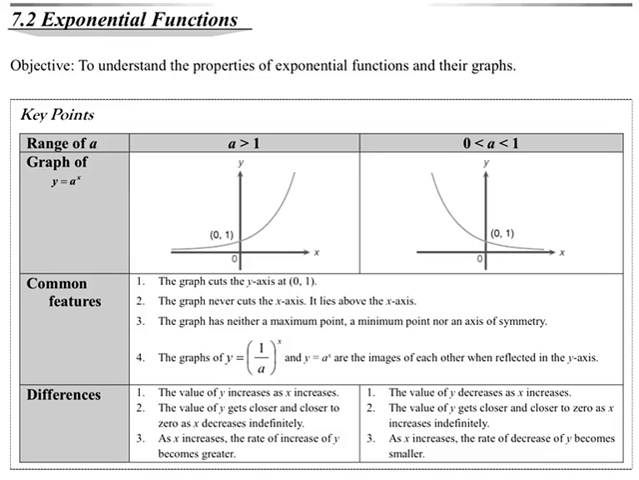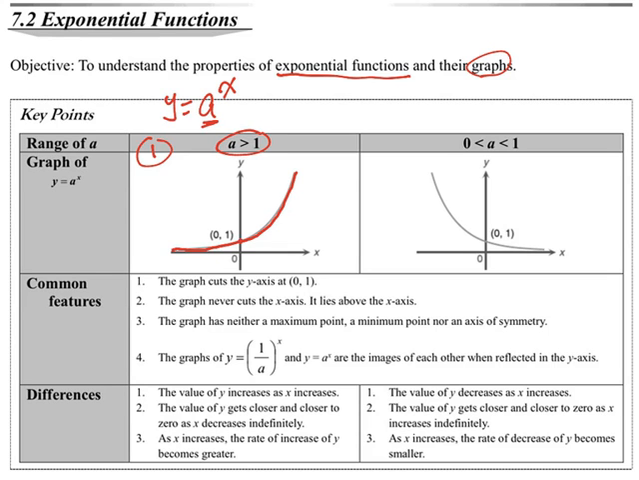This lesson will talk about the graph of exponential function. We'll consider a function y equal to a to the power x. We have two types of graph. The first type, when a is greater than 1, this graph is increasing. You can see it is increasing, and then it will pass through 0, 1.